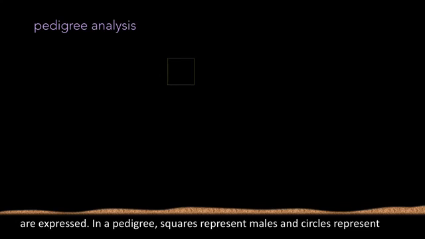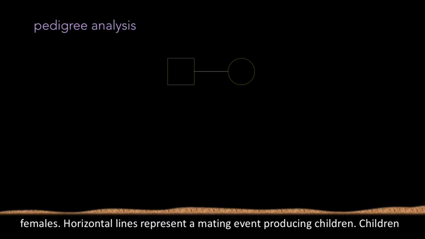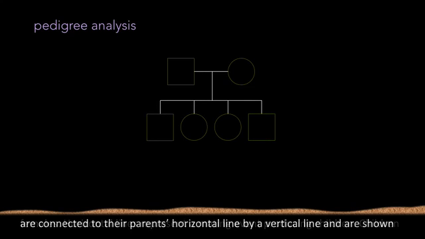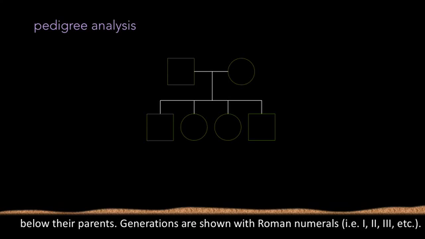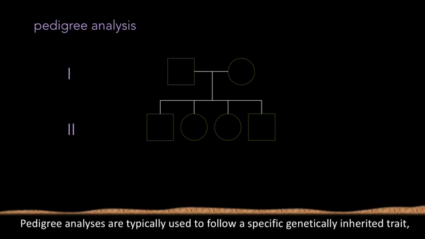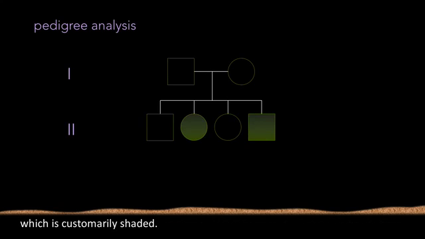In a pedigree, squares represent males and circles represent females. Horizontal lines represent a mating event producing children. Children are connected to their parents' horizontal line by a vertical line and are shown below their parents. Generations are shown with Roman numerals such as 1, 2, 3, etc. Pedigree analyses are typically used to follow a specific genetically inherited trait, which is customarily shaded.